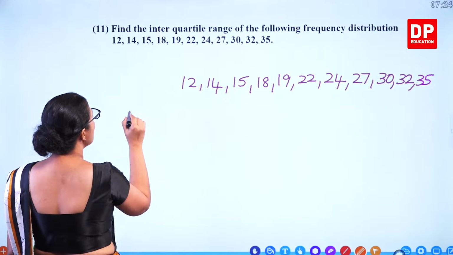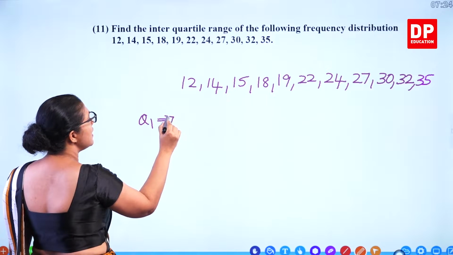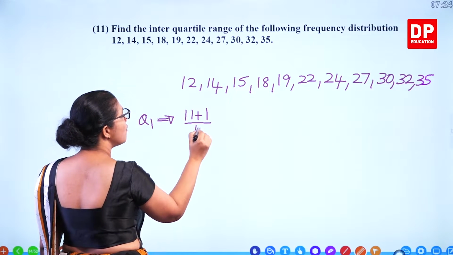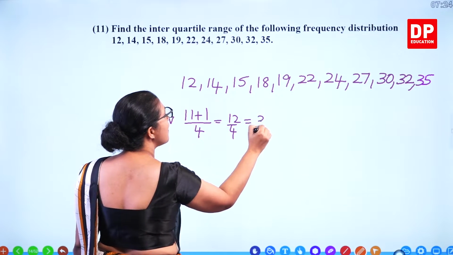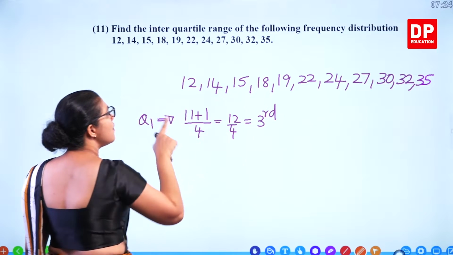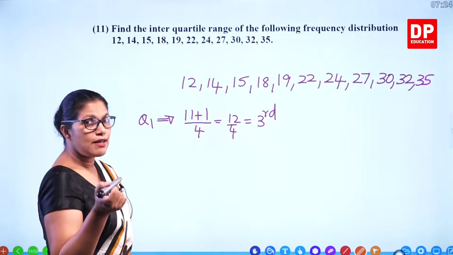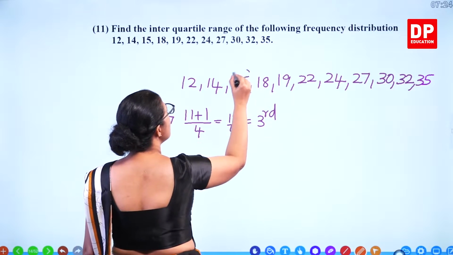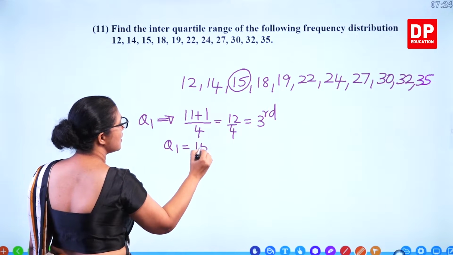So 11. How you find out the first quartile? First quartile, you take 11 plus 1, divide by 4. 12 divided by 4, that's the third one. We have to refer the third one when you arrange the data set in increasing order. So already done that. So you can take 1, 2, 3. So that's 15. So Q1 is 15.